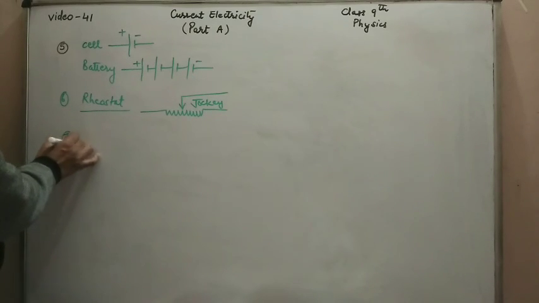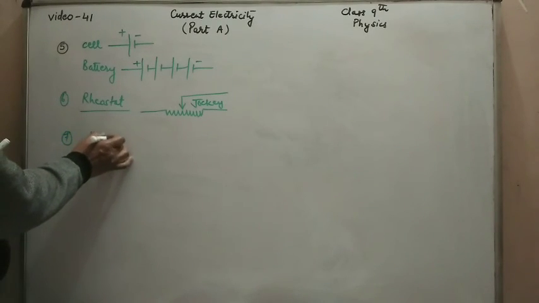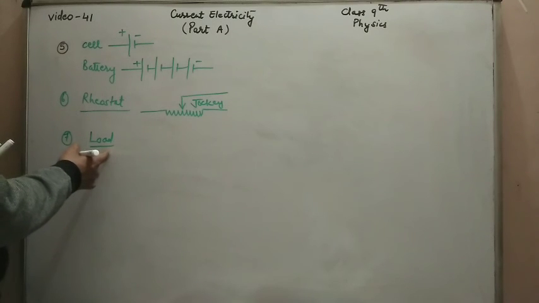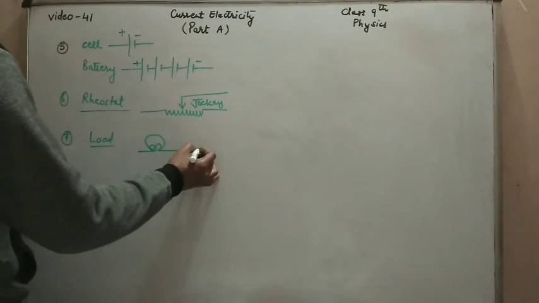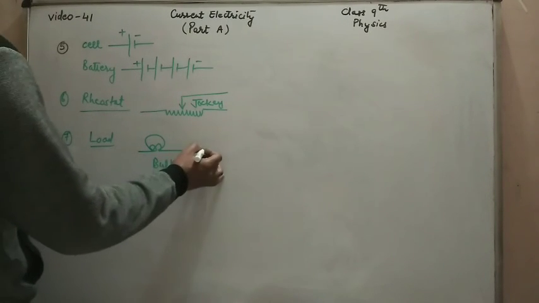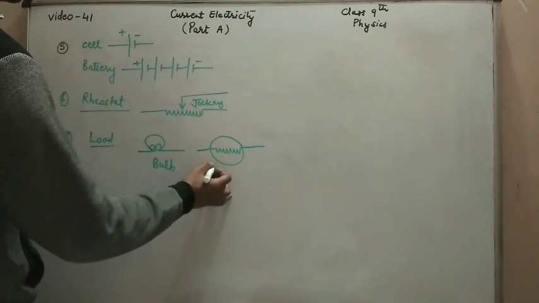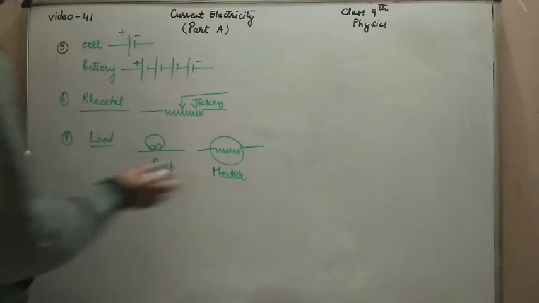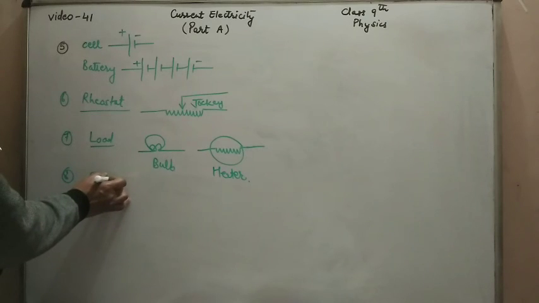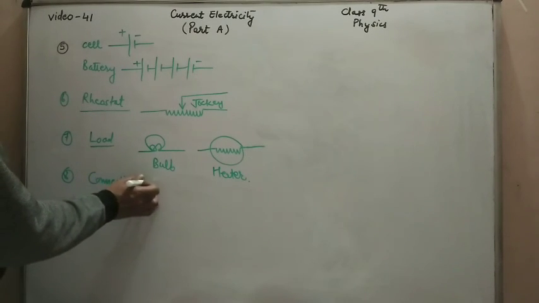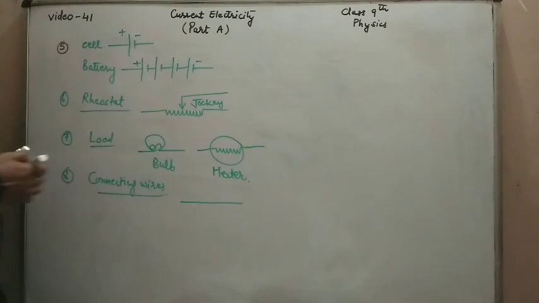Seventh one is load. Load is a kind of resistance. It can be a bulb. So bulb will be represented in this way, and it can be a heater also. Heater will be represented by the zigzag line inside the circle. And after that, connecting wires, which are made of copper, to connect the different electrical components. So it is represented by a straight line.